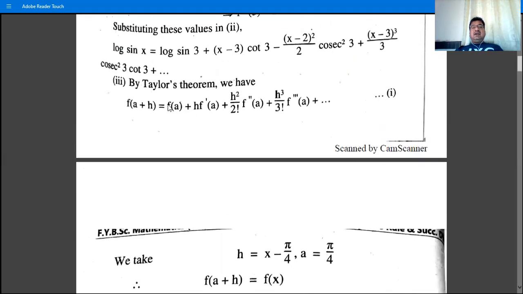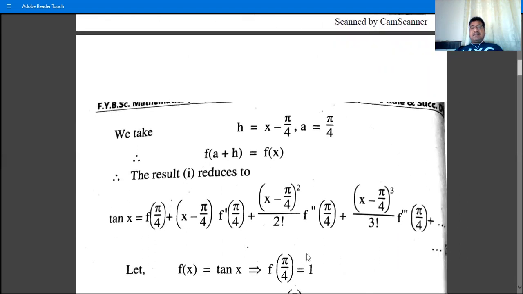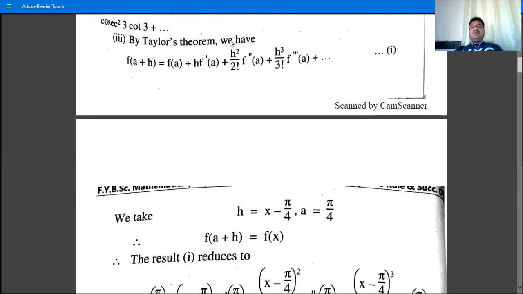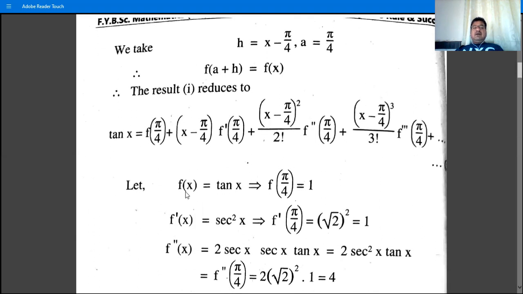Then write a as pi by 4 here and h as this x minus pi by 4. We have this, that f of pi by 4 plus (x minus pi by 4) f dash pi by 4. Then h square means (x minus pi by 4) bracket square by 2 factorial f double dash pi by 4. Then h cube as (x minus pi by 4) cube by 3 factorial f triple dash pi by 4 and so on. So we have f x is tan x.